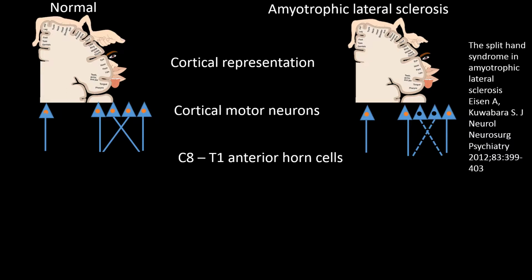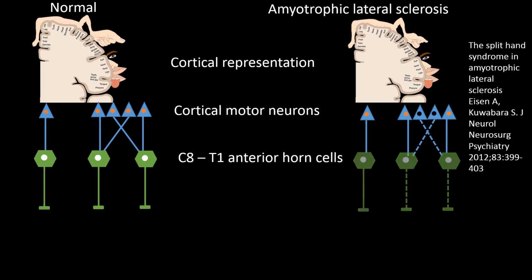I am now introducing in the figure the lower motor neuron, that is the anterior horn motor neuron from C8 to T1 going to the hand. First in the normal side, and now on the amyotrophic lateral sclerosis side. Notice that by virtue of the abnormal innervation of the anterior horn cells by the cortical motor neurons, those lower motor neurons for the radial innervation of the hand are represented by broken lines.